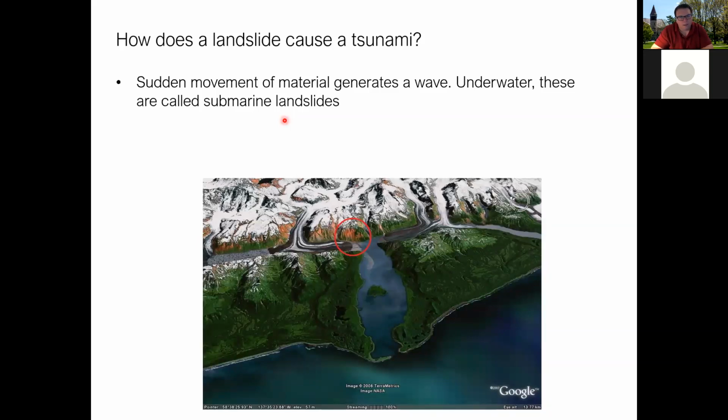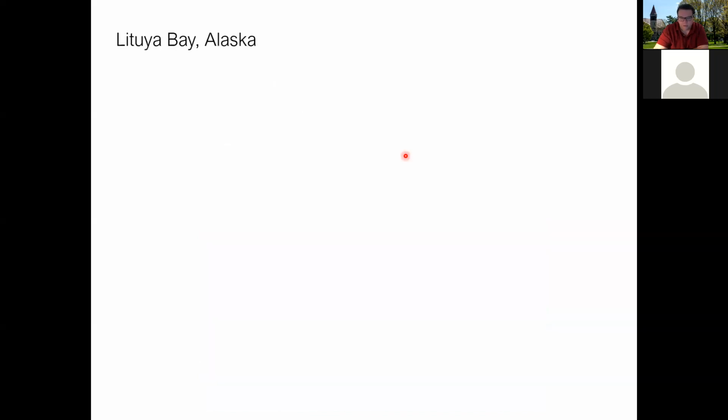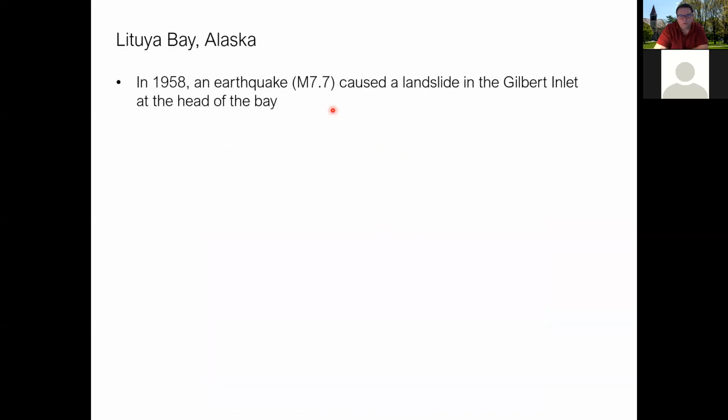More commonly, the submarine landslides are triggered by events like earthquakes, but the slope of the subsurface topography also can drive that as well. So one of the most famous examples is an area called Lituya Bay in Alaska, and it's the site of the most famous tsunami caused by a landslide. It's also the largest tsunami ever recorded in recorded history, and occurred in 1958. So I'm going to take you through this example.